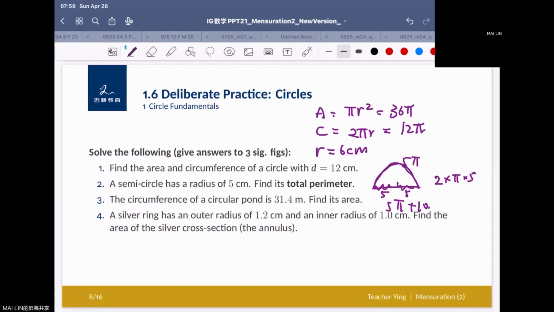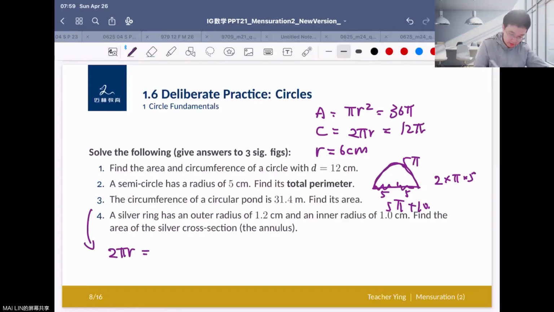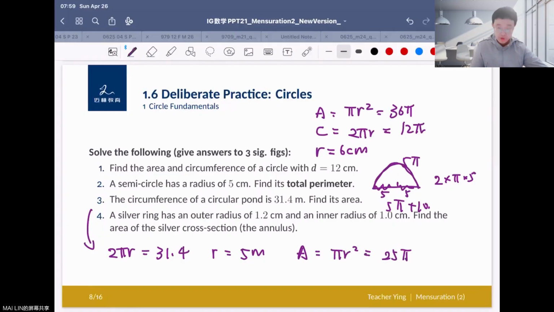And the third problem is that the circumference of a circular pond is 31.4 meter, okay? Find the area. So here, 2 pi radius equals 31.4 meter, okay? And then you can divide by pi on both sides, okay? So radius here equals 5 meters, right? And then area here equals pi r squared equals 25 pi, okay? That is for the third problem.